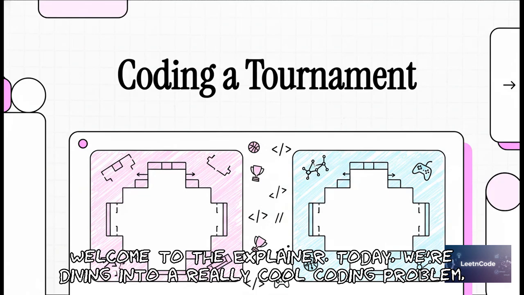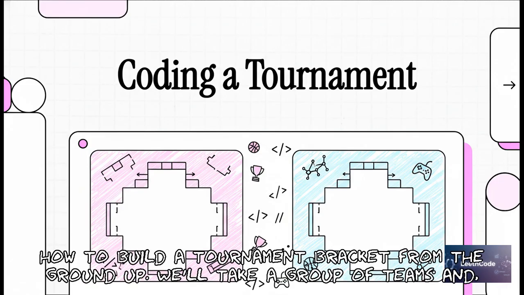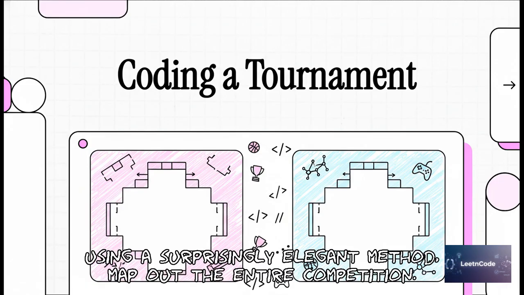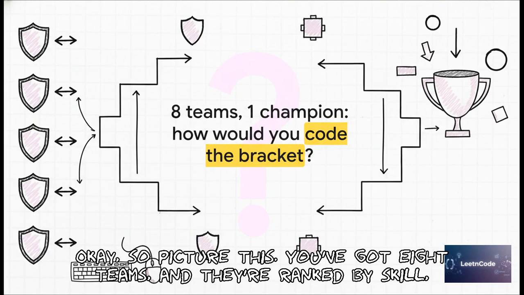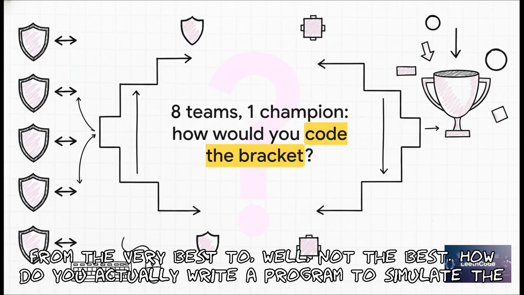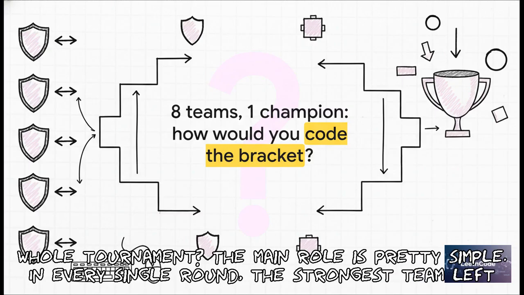Welcome to the Explainer. Today, we're diving into a really cool coding problem: how to build a tournament bracket from the ground up. We'll take a group of teams and, using a surprisingly elegant method, map out the entire competition. Picture this: you've got 8 teams, ranked by skill, from the very best to, well, not the best. How do you actually write a program to simulate the whole tournament?